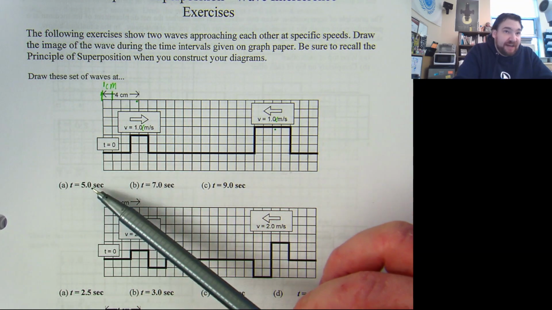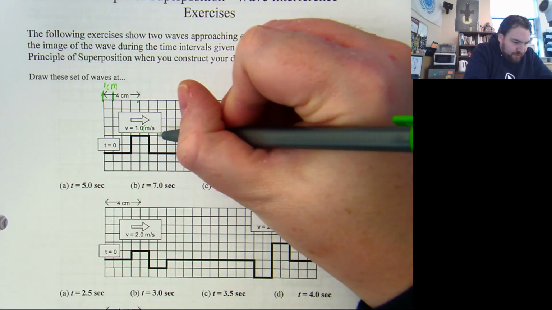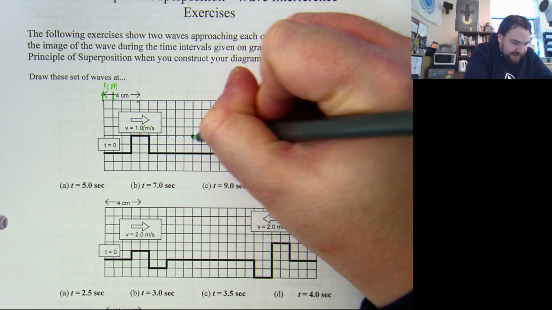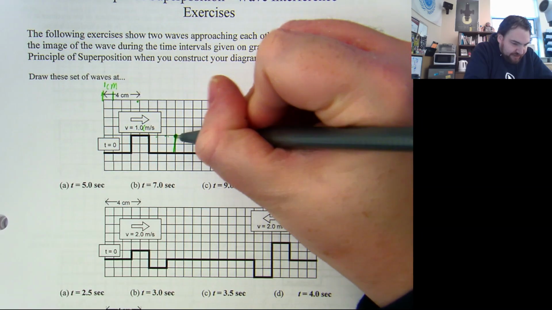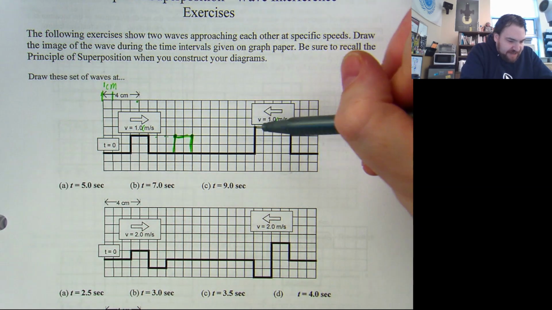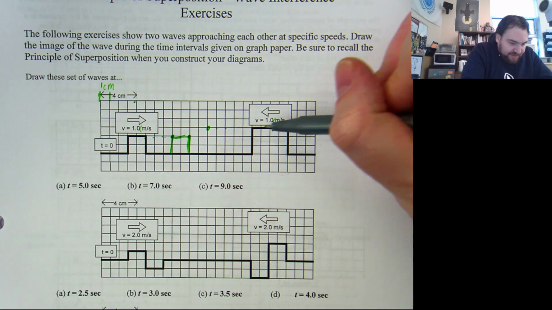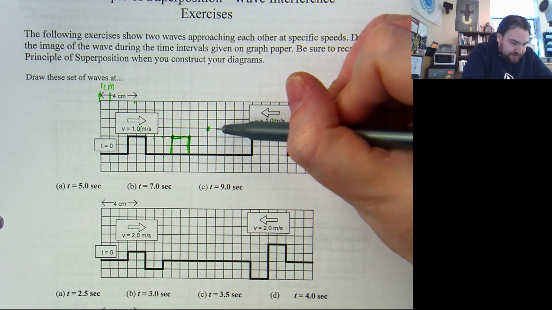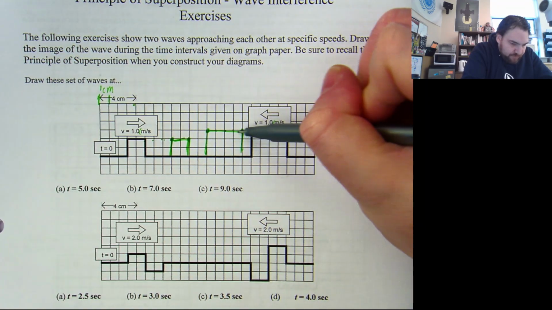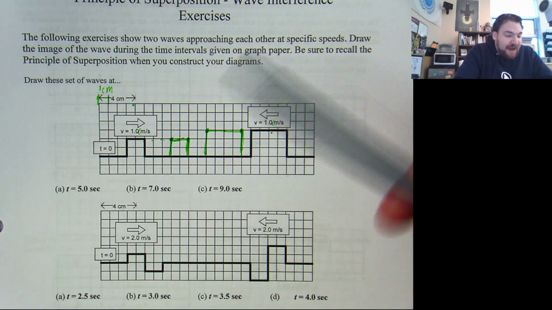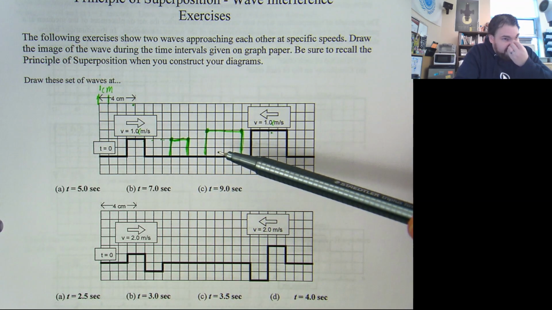After 5 seconds, this edge is going to have moved 5 little squares. So it's going to be 1, 2, 3, 4, 5, that guy there. And so the pulse is going to look like this. This guy is 1, 2, 3, 4, 5, right there. This guy is 1, 2, 3, 4 away. And you're going to have a wave that looks like this. So after 5 seconds, these two different waves are just about to interfere with each other.